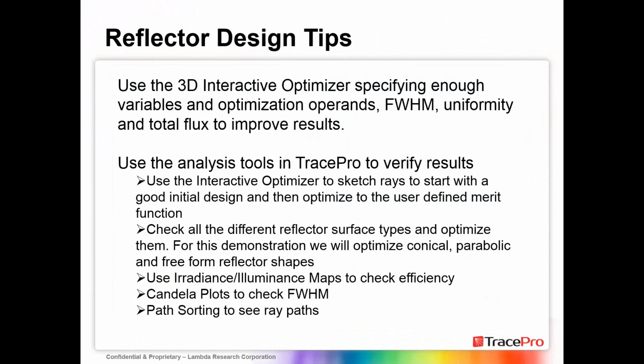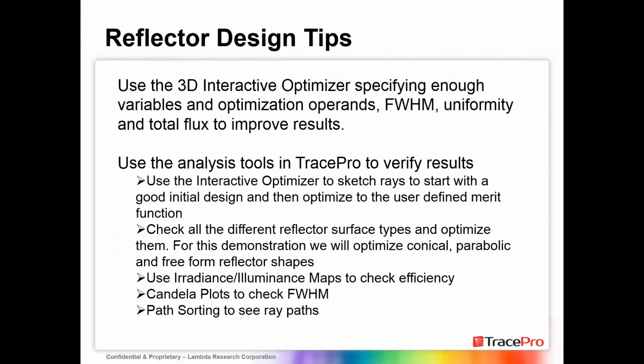So now, I want to use the 3D Interactive Optimizer in TracePro to specify variables, add optimization operands, for instance, full-width half-max, uniformity, and total flux to improve results. So we're going to use the analysis tools in TracePro to verify these results. So we're going to use the Interactive Optimizer to sketch in the reflector, sketch rays to start with a good initial design and check that, and then optimize using the user-defined mirror function we specify.